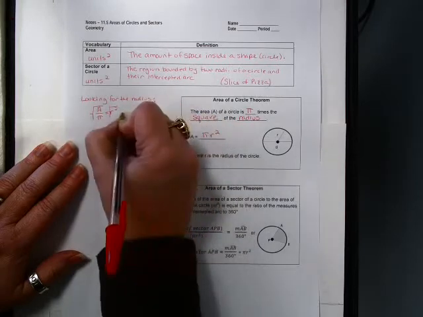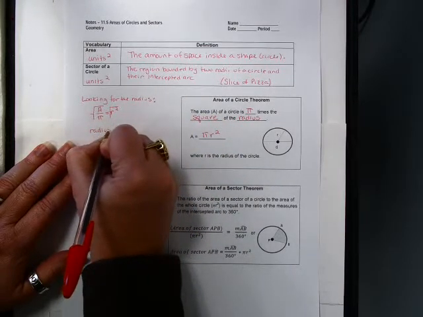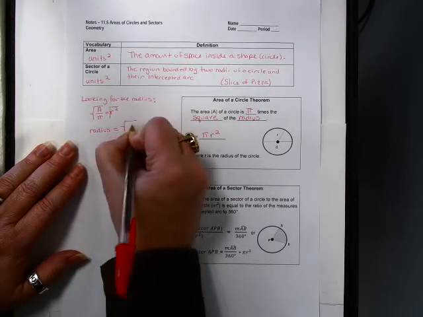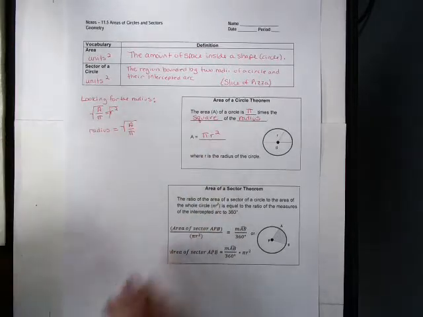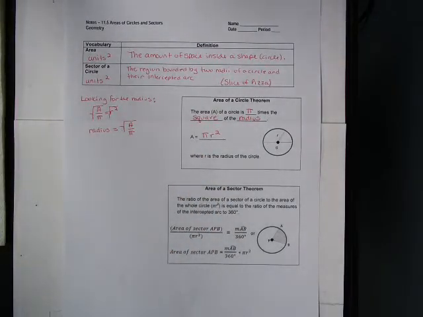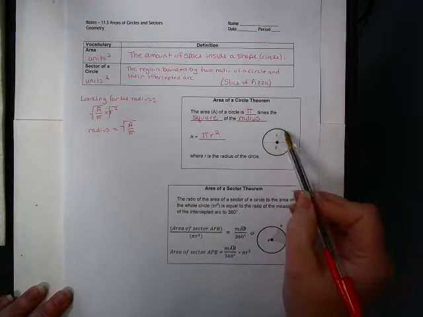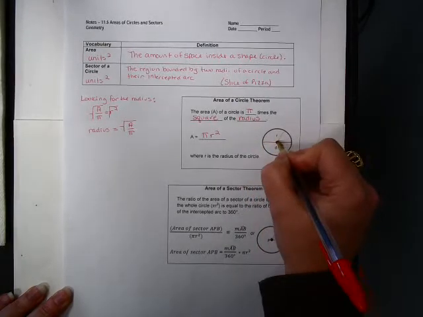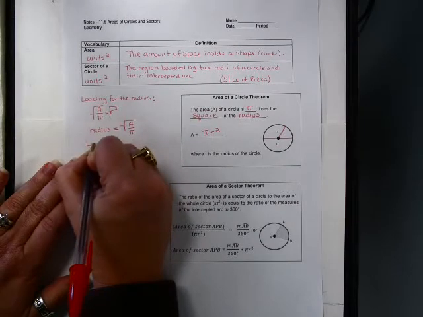So over here on the left, that's going to be the area divided by pi will equal, the pi's cancel out over here, leaving me with r squared. But I don't want r squared, I just want r. So that means I have to take the square root of both sides. So that means that the radius is equal to the square root of the area divided by pi.